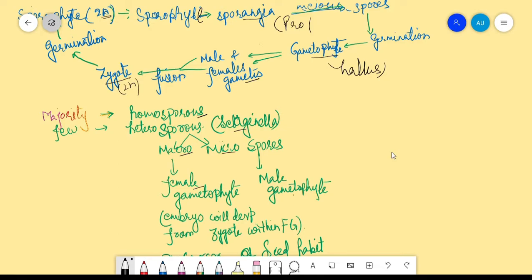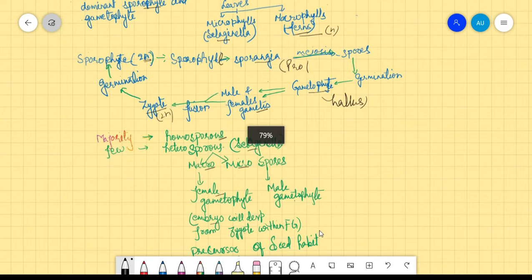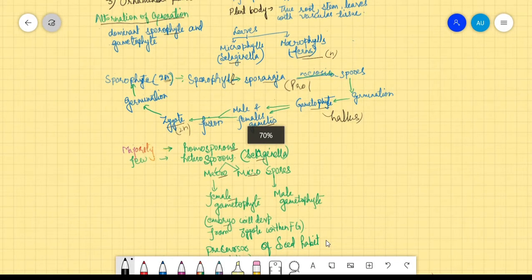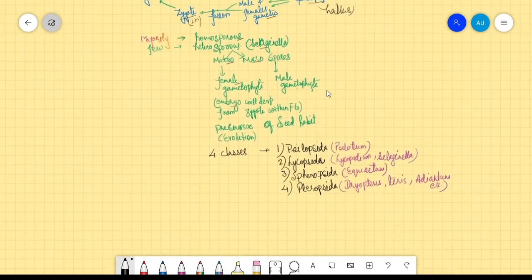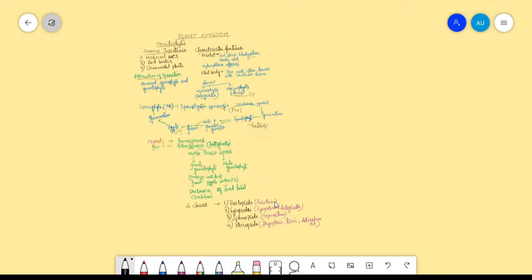The embryo will develop inside the female gametophyte from the zygote. So, the zygote will undergo the process of mitosis to give rise to the embryo, and this embryo is present inside the female gametophyte, and this shows the phenomenon of the precursor of seed habit, and this also shows the process of evolution.